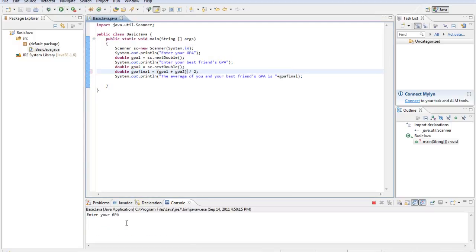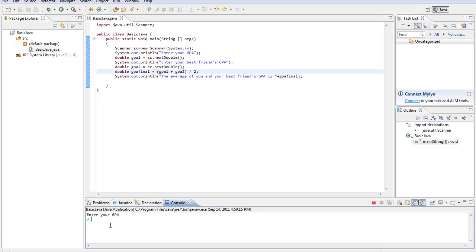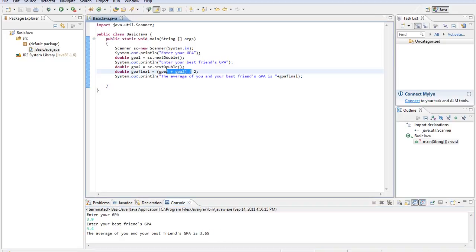So if we run this again, here are the same GPAs, 3.9 and 3.4. It'll give us the real average, which is 3.65. So make sure you're doing that. That screws a lot of people up when they're doing math like this, but it's something very important that you have to learn. So that's that, and if you want to move on, go ahead and do so.